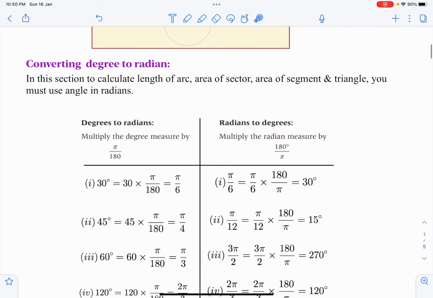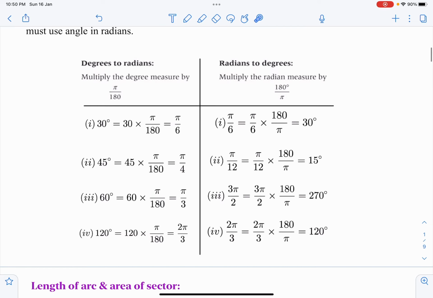So let us see here. Degree to radian. This is the important part that you must remember. To convert degrees to radians, you multiply the degree measure by pi by 180 and you get the radian measure. Similarly, from radian to degree, just take the reciprocal of this, which will be 180 by pi, and you get degrees. Very simple thing to remember.